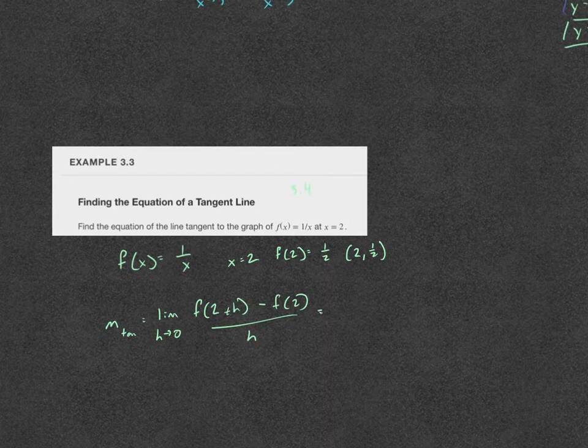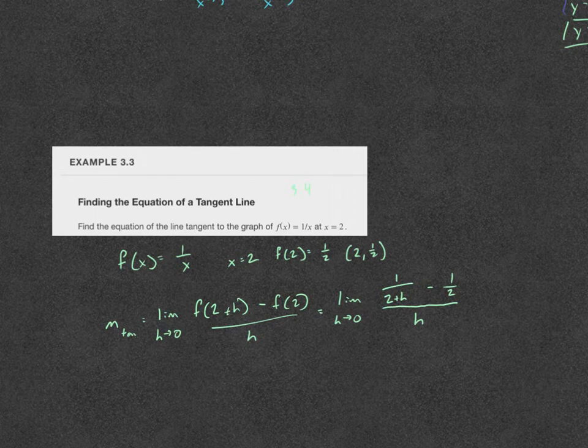So let's now evaluate f of 2 plus h. Well, let me rewrite the limit first. If I substitute 2 plus h into my function, it goes 1 over 2 plus h. Ooh, that looks a little ugly. That's okay. Minus 1 over 2, that's f of 2, divided by h. Oof, fractions all over the place in this one. Our goal now is to simplify this complex fraction and ultimately take the limit.